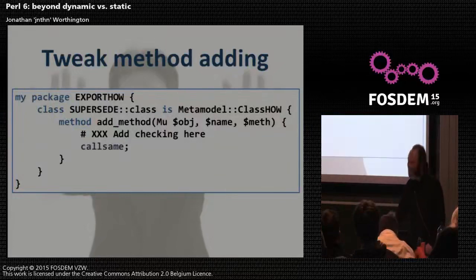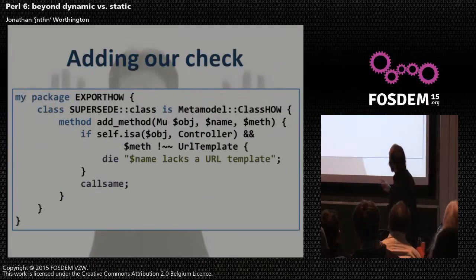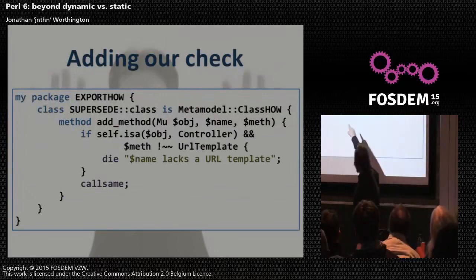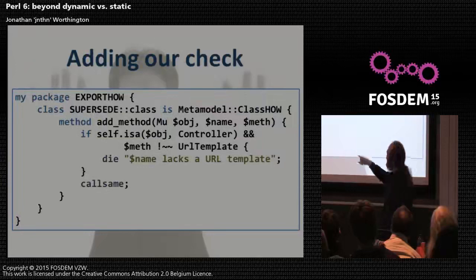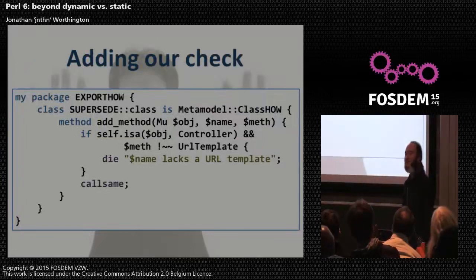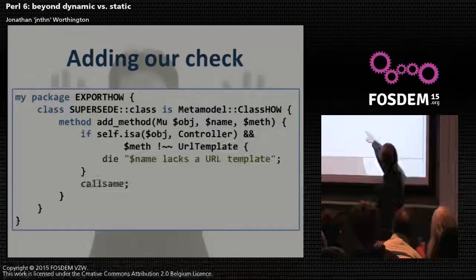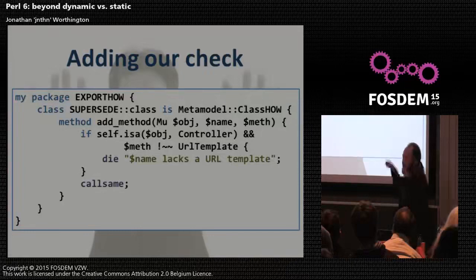And then in there, I can actually just go and say, well, if this is a controller, and if the method doesn't have a URL template, that is, if we didn't mix the URL template role into it, then just die and say, oh, this method lacks a URL template. And what else? Well, actually, that's it.